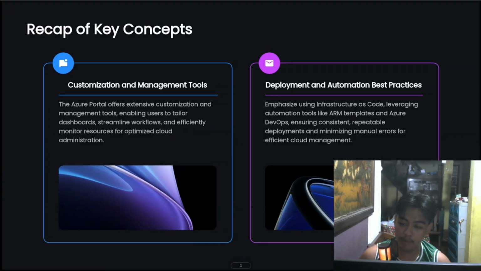Now we go for the deployment, automation, and best practices. We emphasize the importance of using infrastructure as code. The best practice is to leverage automation tools like the ARM templates and Azure DevOps to ensure consistent, repeatable deployment and to minimize manual errors for efficient cloud management.